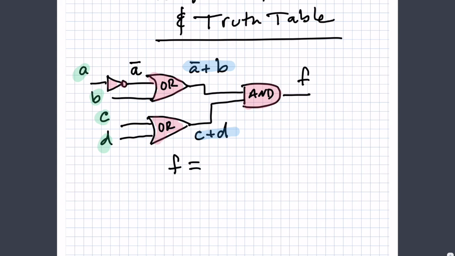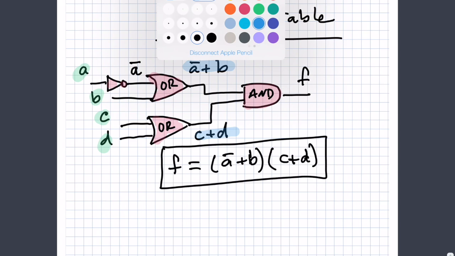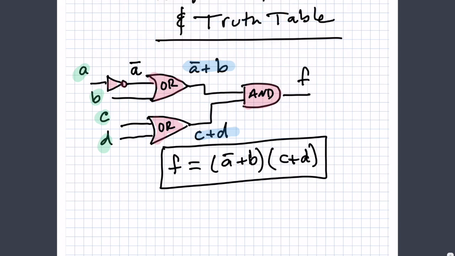So I need to put parentheses to make sure this is clear: A bar or B, that whole thing, is applied to one input, and then I AND that with C or D. Alright, so here we go. That's the answer. That's the logic expression for this particular circuit.